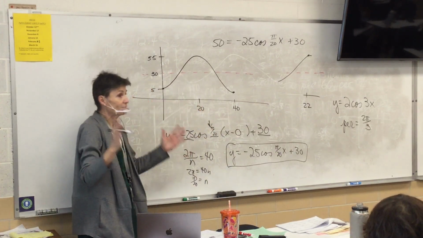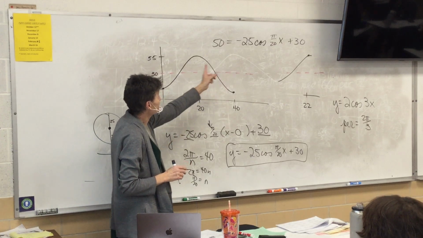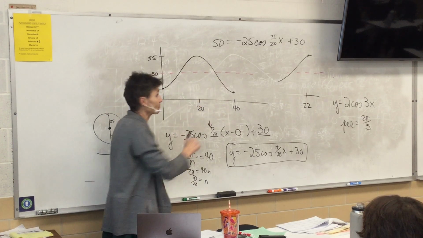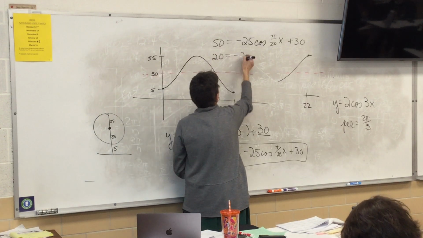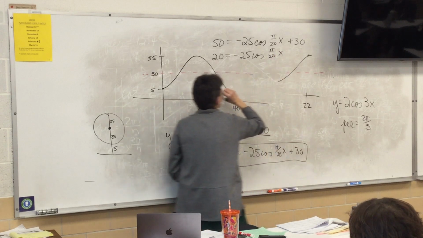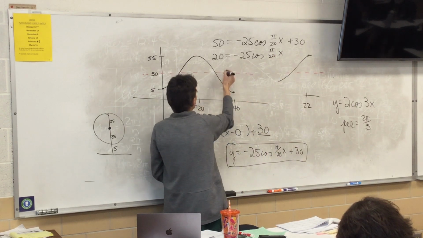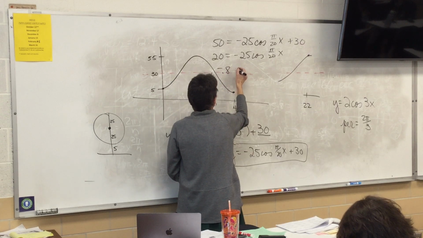Guys, pay attention. You may have never done this before. Here we go. We're going to solve that equation. Does it make sense to you? We subtract 30. What makes sense that we do next? Divide by negative 25. So I think that's negative 0.8.